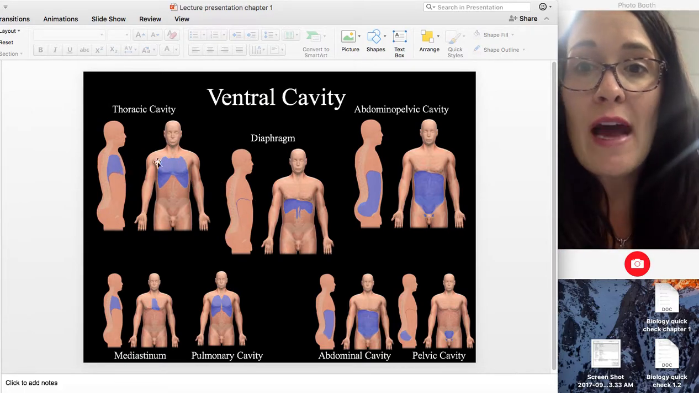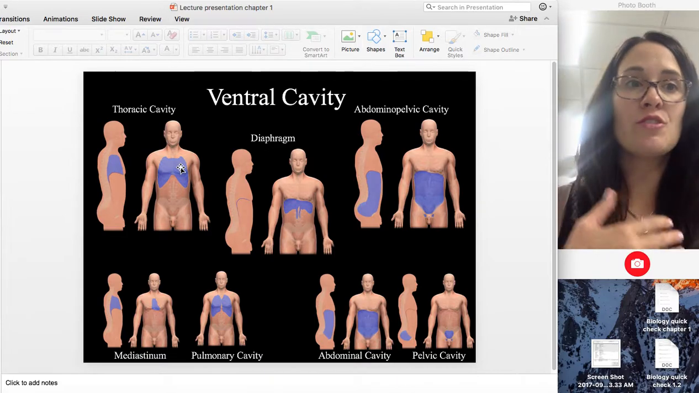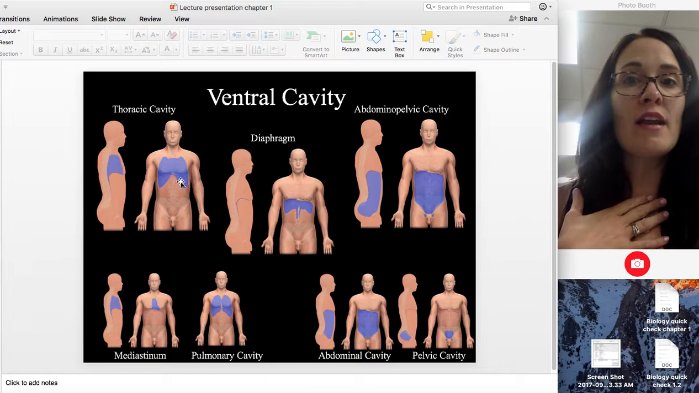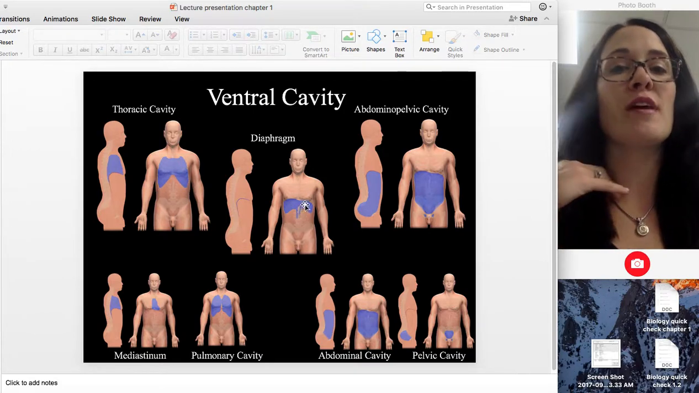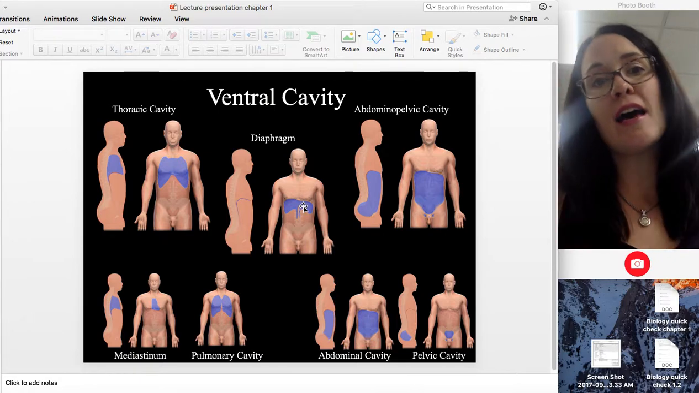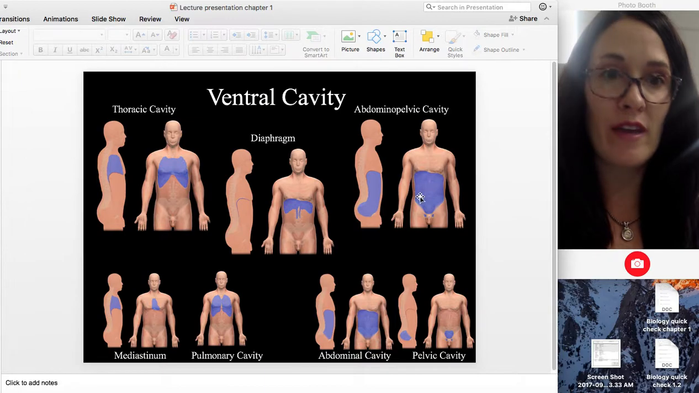So thoracic cavity, your diaphragm is a muscle that makes a dome shape. So pretty much if you think of the rib cage, behind that, that's the thoracic cavity. Right underneath that, tucked up right against the thoracic cavity, we have this muscle called the diaphragm. Then beneath that, anything beneath that is called the abdominopelvic.